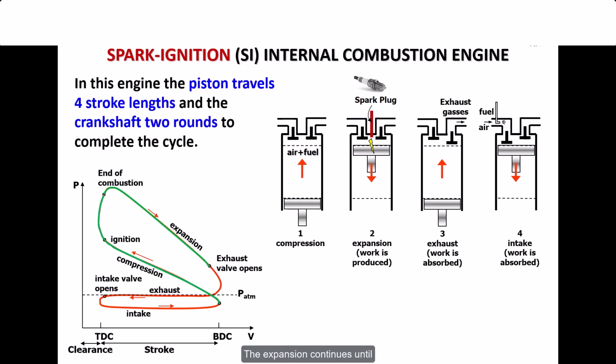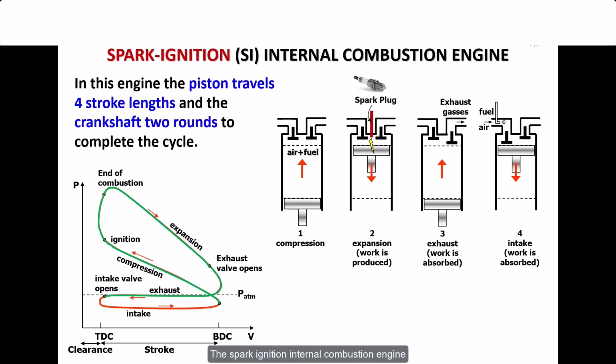The expansion continues until a volume close to the bottom dead center, when the exhaust valve opens to let the cylinder get rid of the exhaust. This happens at pressure proximal to ambient. Finally, the exhaust valve closes. The intake valve opens to let the air-fuel mixture enter the cylinder. This obviously happens at pressure lower than the ambient, to have a suction of the mixture.